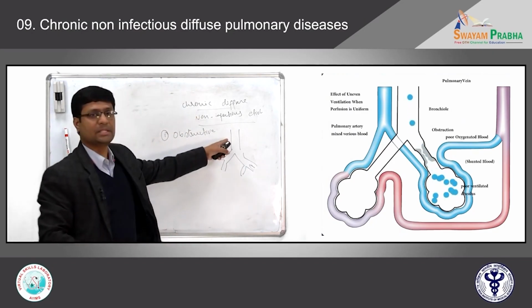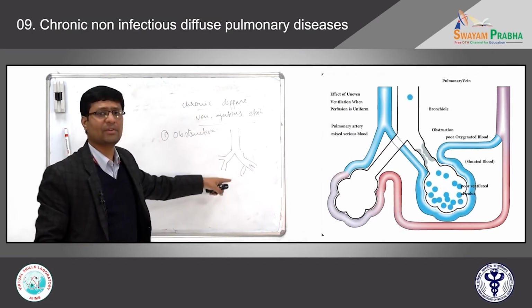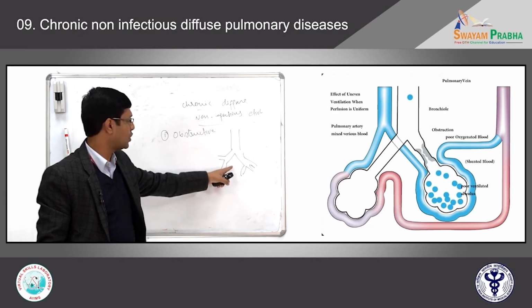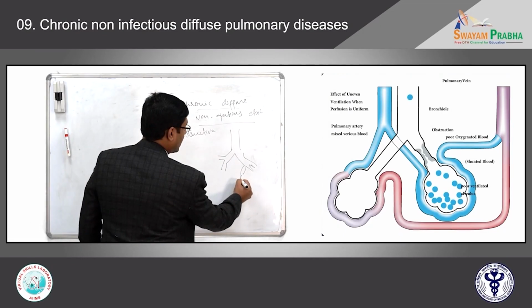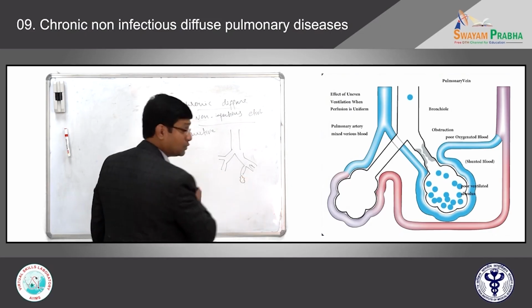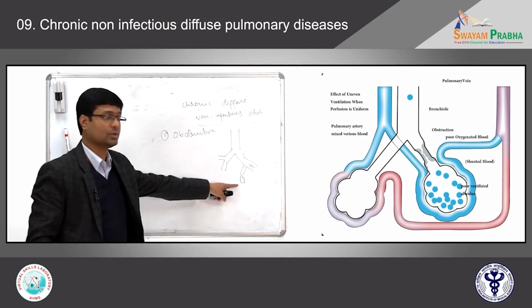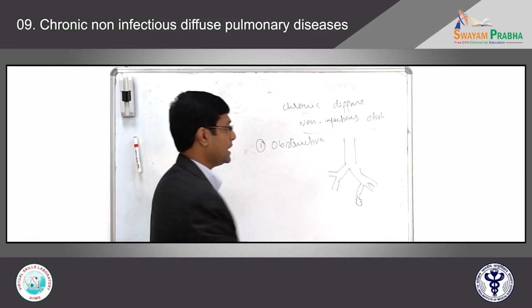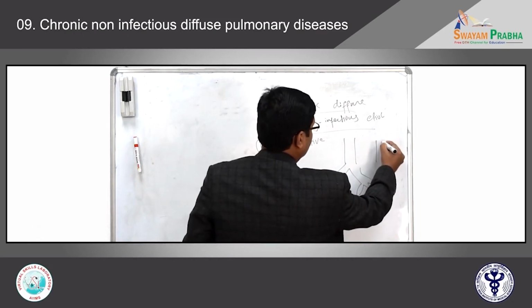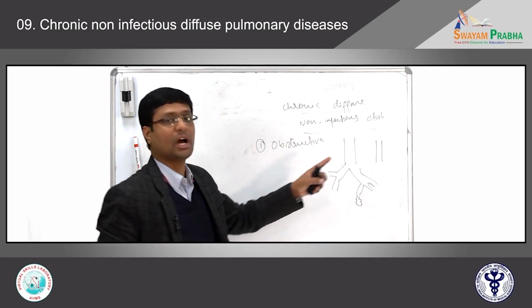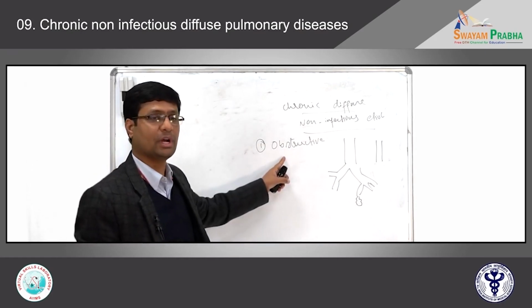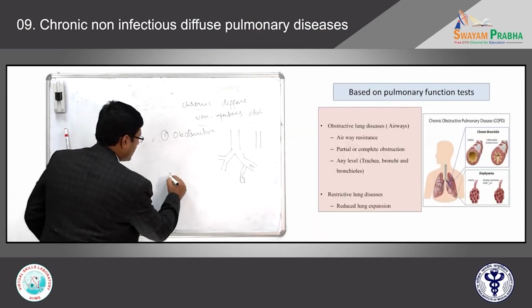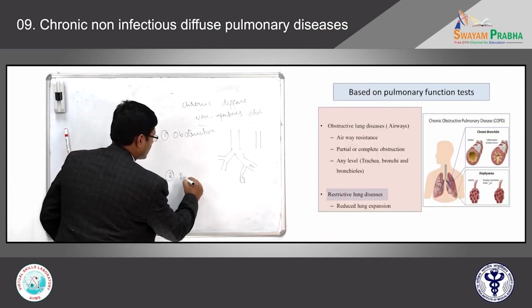The disease can be at any level. It may be of the trachea, bronchi, bronchiole, or sometimes the respiratory bronchiole also. So any obstruction, nothing but a narrowing of the tracheobronchial tree causing obstruction to the airways, is categorized as obstructive lung disease. The second one is restrictive lung diseases.